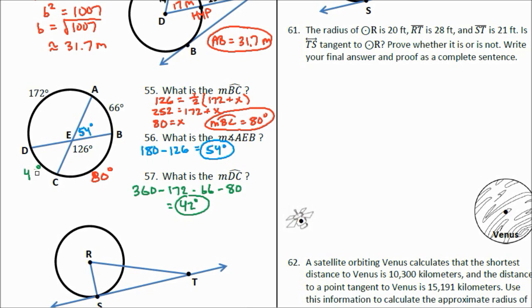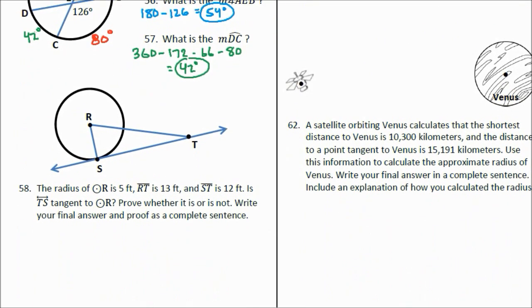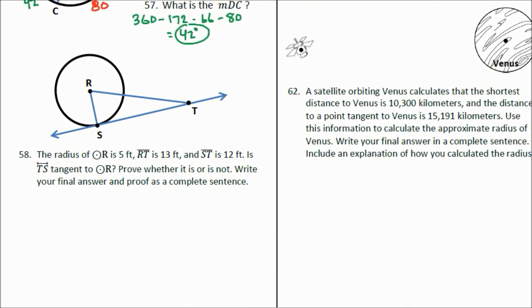I'm going to correct it on my diagram. And now let's take a look. 66 plus 42 is 108. Half of 108 is 54. That makes total sense now. So our answer comes out correct. All right, question number 58.